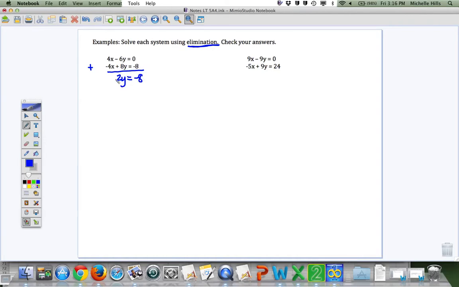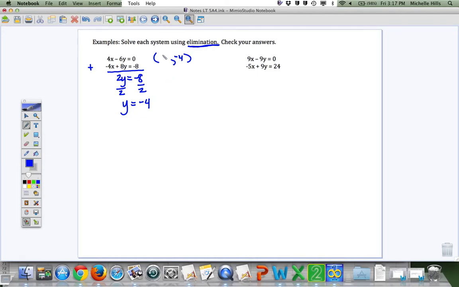The reason I want to do that is I can't solve an equation with two variables, but I can solve 2y equals negative 8. So I'm going to divide both sides by 2 to get y equals negative 4, which means if I graph these two lines, they're going to intersect at a point where the y is negative 4. Don't forget to put your answer in an ordered pair.